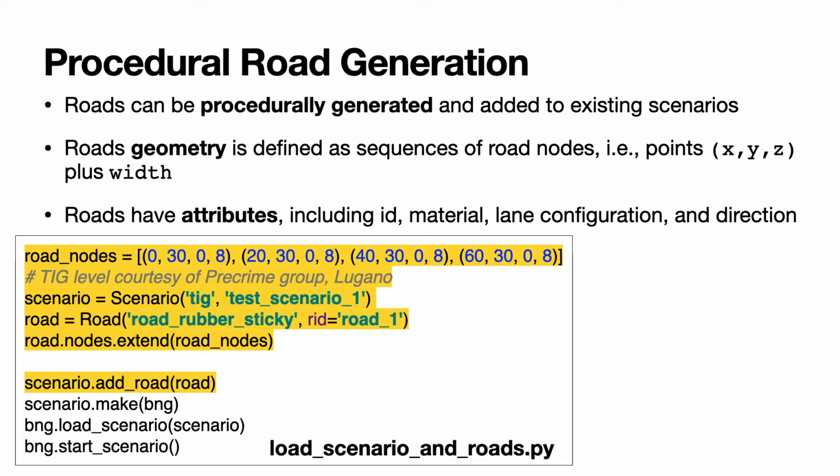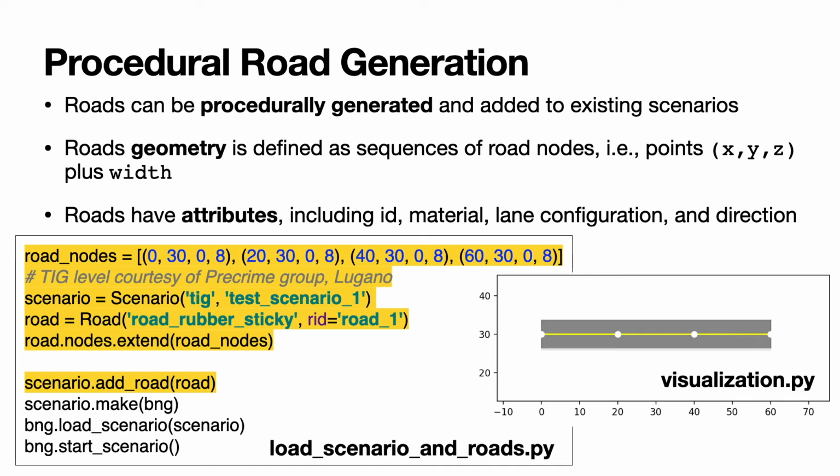So the scenario is going to look more or less like this. This code is available on GitHub under load scenario and roads.py, and the code that visualizes the road is under the module visualization.py. As you can see here, the road is made of 4 nodes. Each node defines the same width, and because the nodes form a straight line, we are going to obtain a straight segment in the simulator.